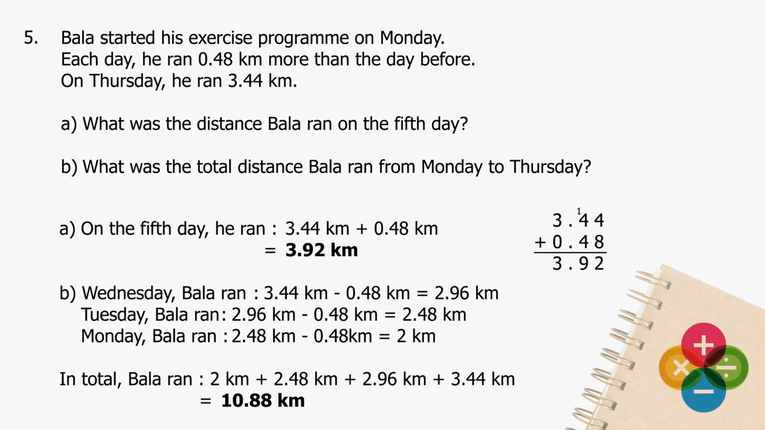Bala ran 3.44 km on the fourth day, which is on Thursday. Add 0.48 km to 3.44 km. Bala ran 3.92 km on the fifth day.